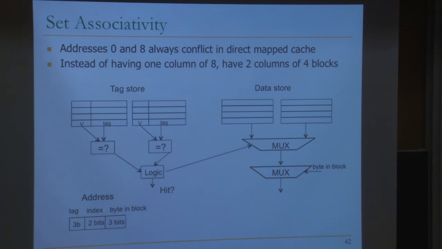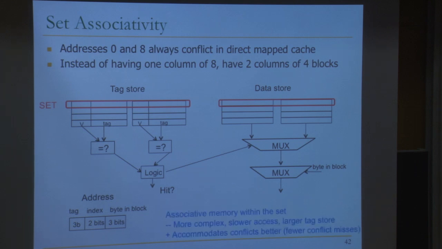So if you look at this, we had a single column of 8 blocks over here in the direct map cache. We're going to change that to 2 columns of 4 blocks. And now what you can do is, we're going to call this a set. A set consists of 2 possible locations in the cache, both in the tag store and the data store. Now you can store multiple blocks that have the same index in the cache. Does that make sense?